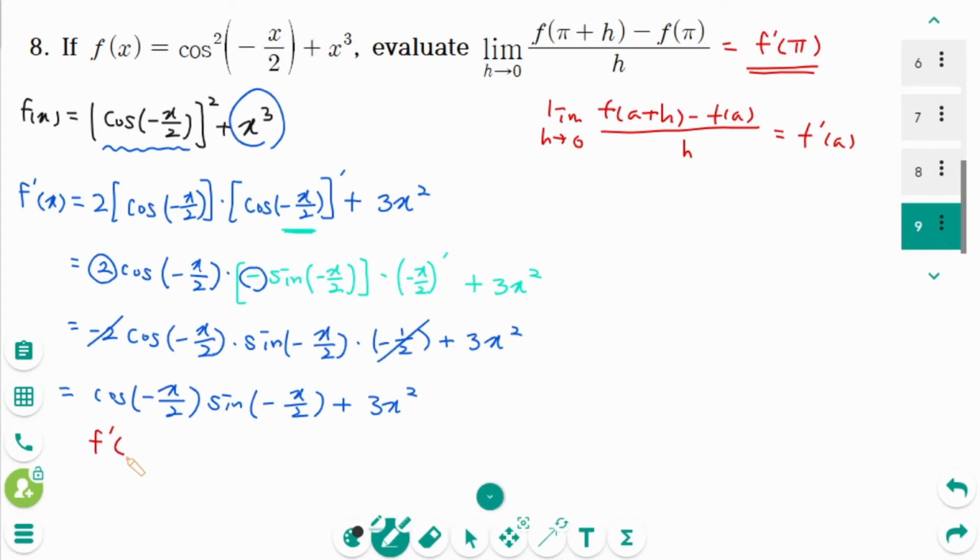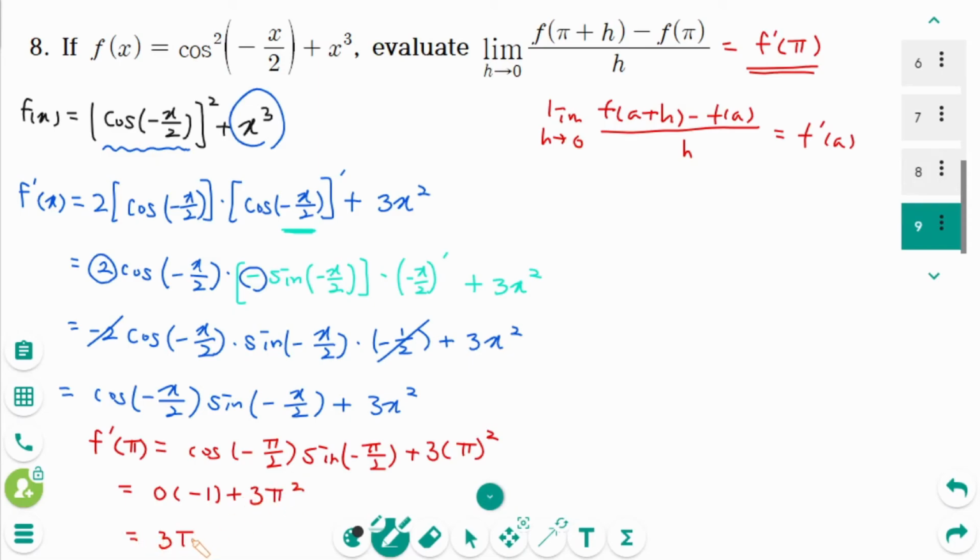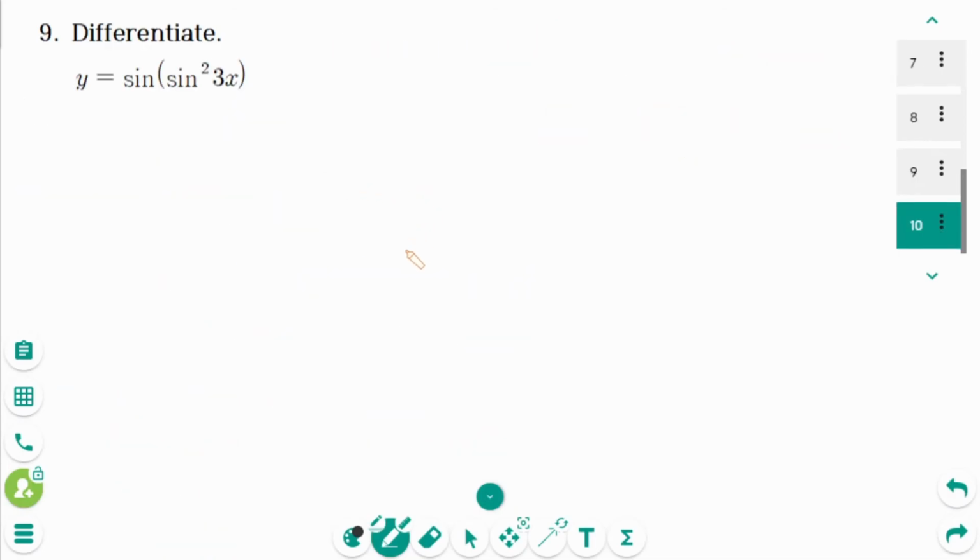Then f prime of pi equals cosine of minus pi over 2 times sine of minus pi over 2 plus 3 times pi squared, equals 0 times minus 1 plus 3 pi squared. The final answer is 3 pi squared. This is the last one.